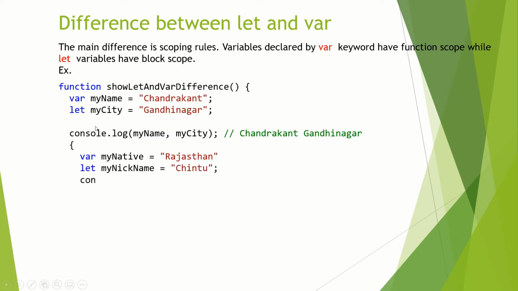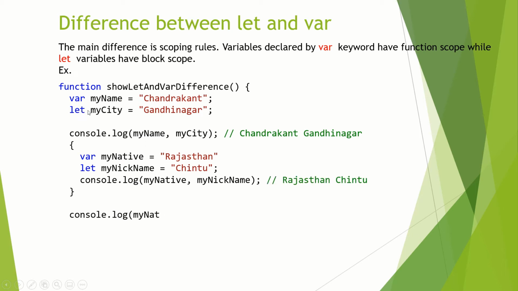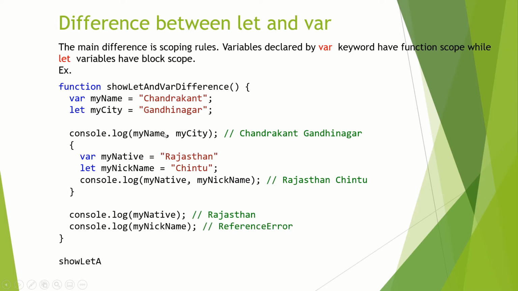Here you can see that I have declared one variable using the var keyword, myName, and its value is Chandrakant, and I have declared another variable myCity using the let keyword, Gandhinagar, and I have consoled both the variables. So it will print Chandrakant and Gandhinagar. Now inside the block I have declared two variables, myNative and myNickname. When I console inside the block I can receive both the values Rajasthan and Chintu. After this block I have consoled both the values.